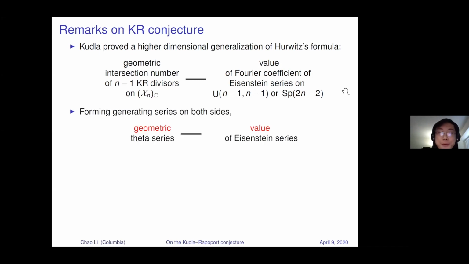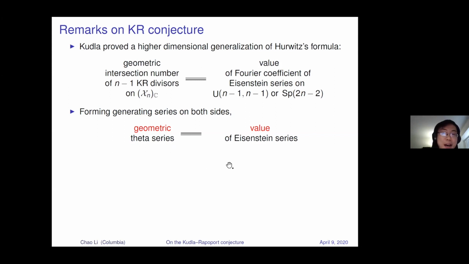Okay, so in particular, if you look at Kudla's formula, both the left-hand and right-hand side are indexed by these matrices T, symmetric Hermitian matrices T. So you can form a generating series by varying all these T's on both sides. On the right-hand side, I would just recover the value of the whole Eisenstein series. On the left-hand side, I can view the generating series of these geometric intersection numbers as sort of a geometric analog of the Hurwitz theta series.